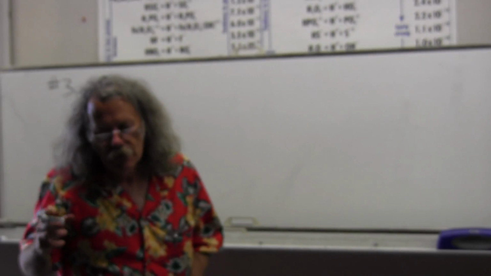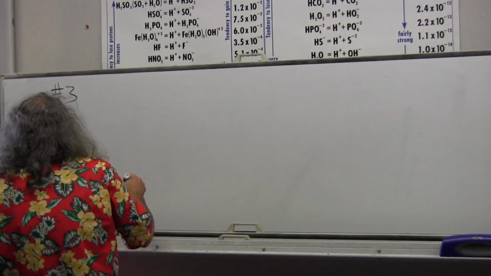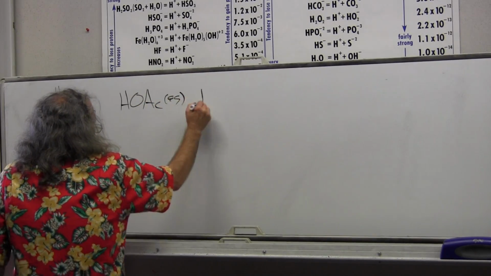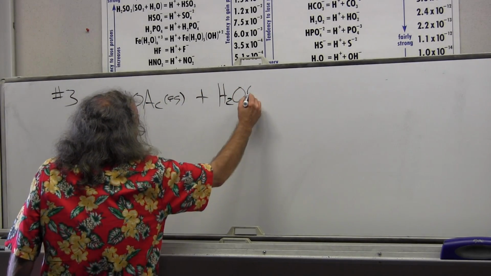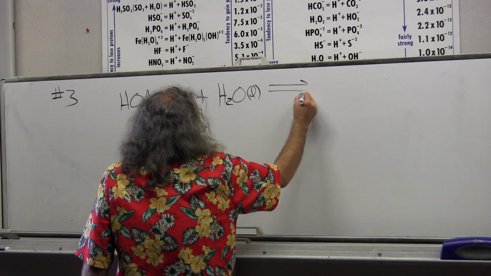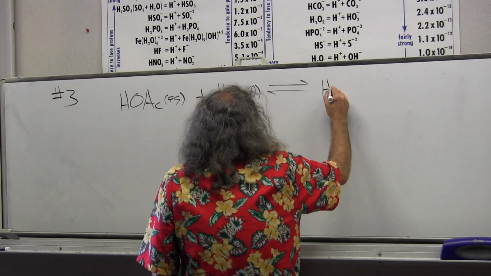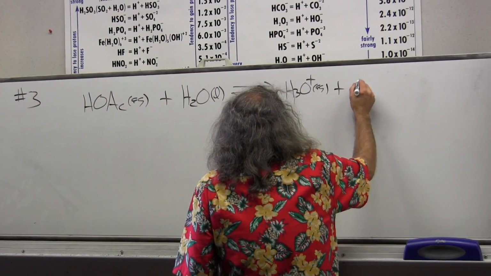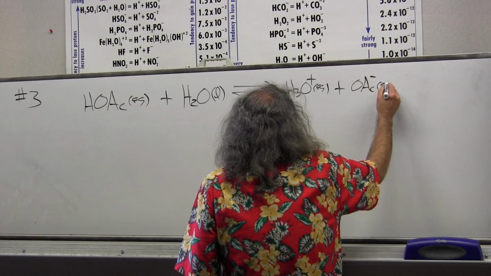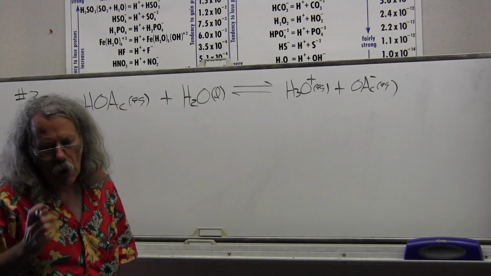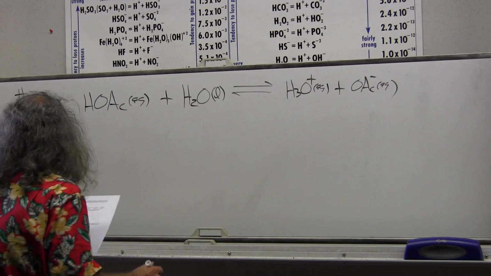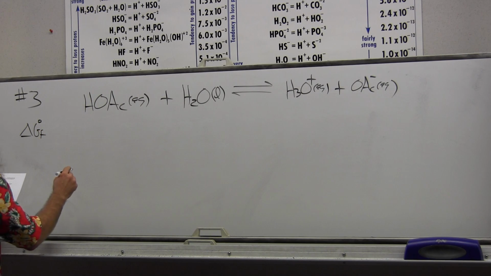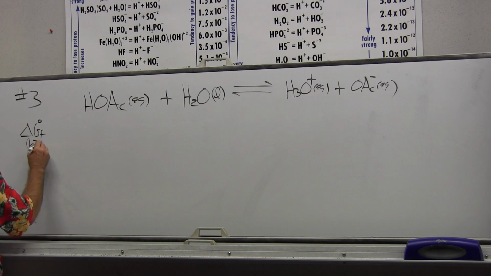And we're given the following energy data below. I'm writing out the reaction. Okay, and the free energy data is delta G naught formation, and it's in kilojoules per mole.